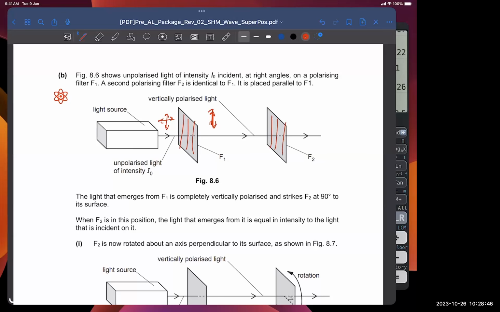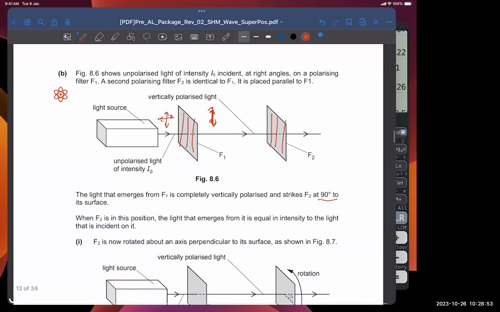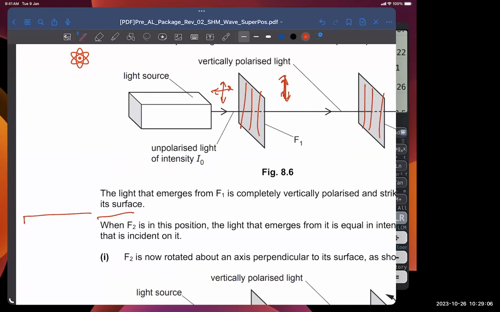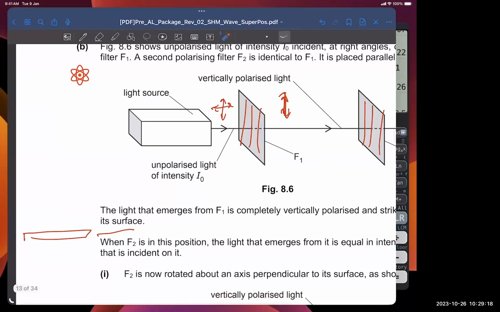So completely polarized light strikes F2 at 90 degrees to the surface. There are some numbers here that are very interesting. This is basically saying that it is reaching the plate at the normal. So basically, if the top view of the polarization plate is like this, the light is coming in like that and not like that. That's all they're saying. So don't get too confused by it.